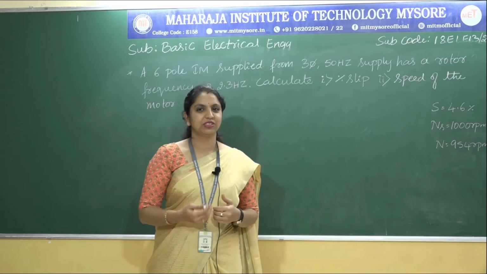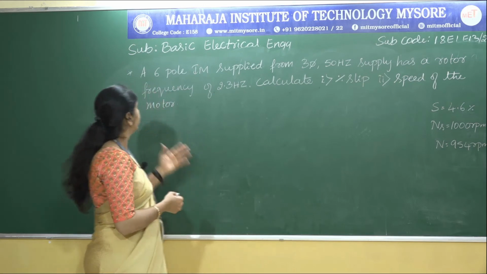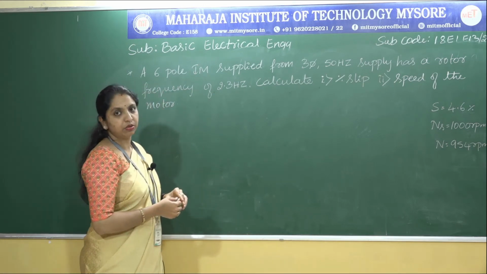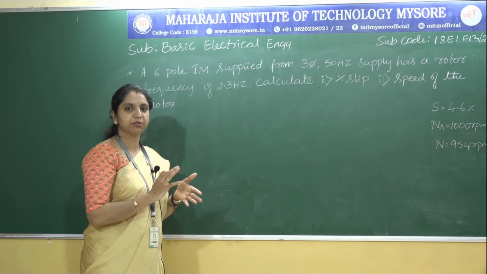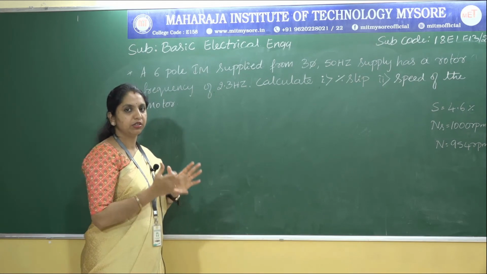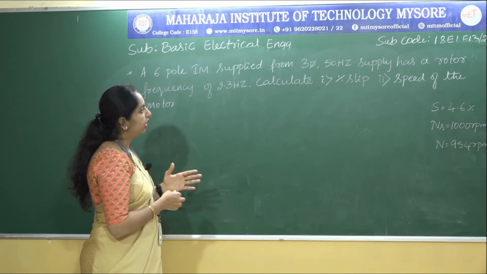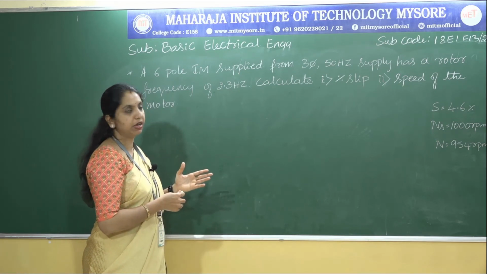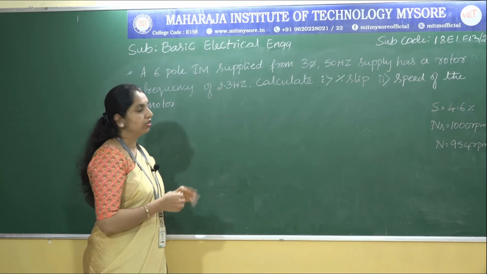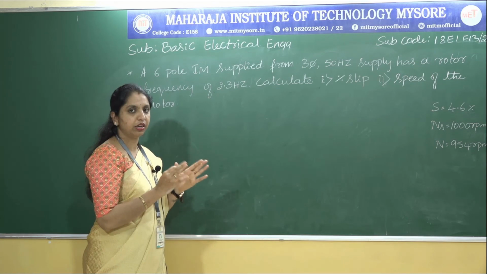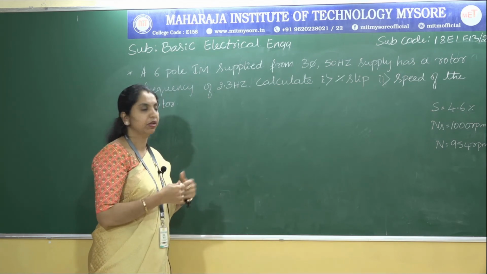Now we shall look into the next problem, so read this problem carefully. A 6-pole induction motor. Here I just want to highlight the difference between the previous problem and this problem. Based on the given statement, a 6-pole induction motor supplied from a 3-phase, 50 Hertz supply. So first you need to understand the difference between the previous problem and this problem.